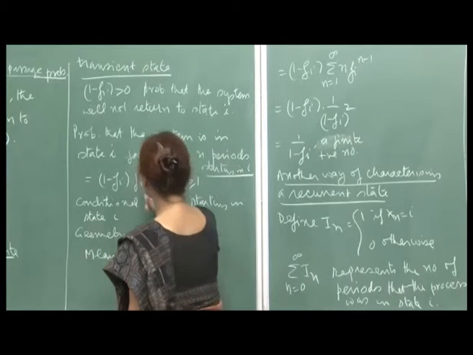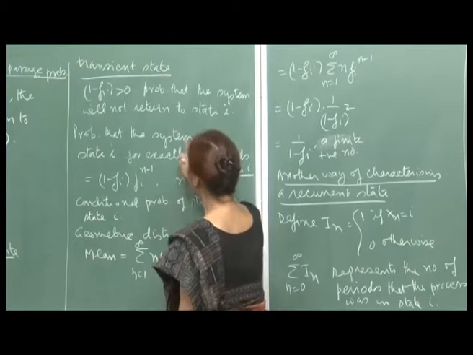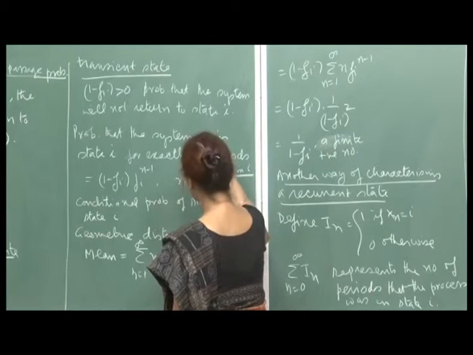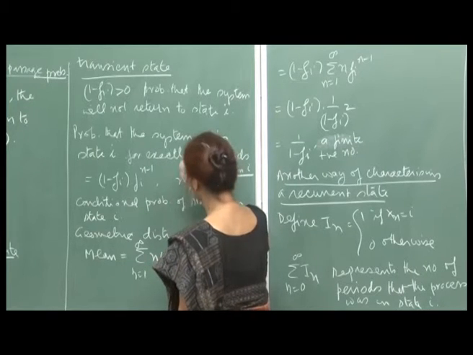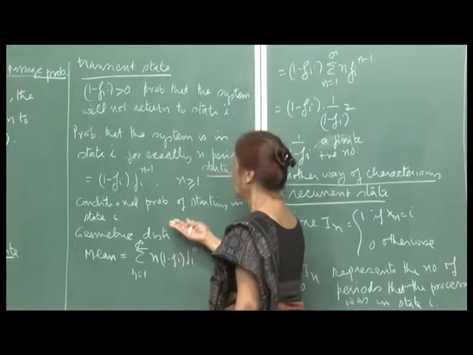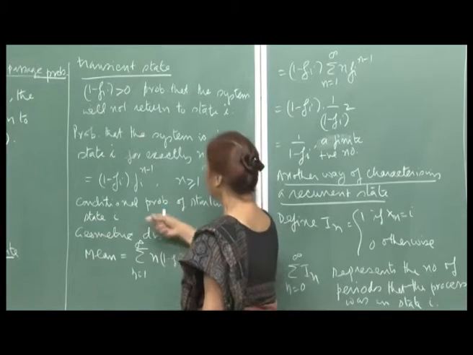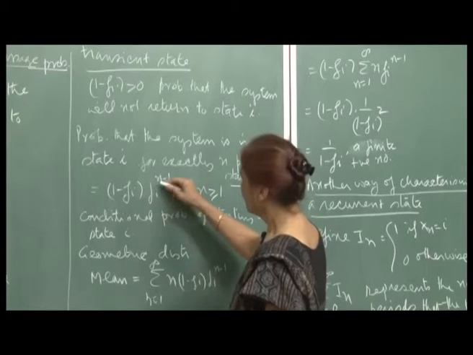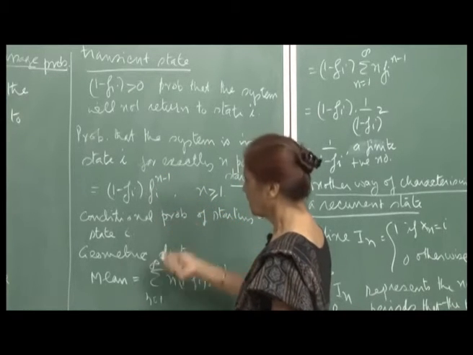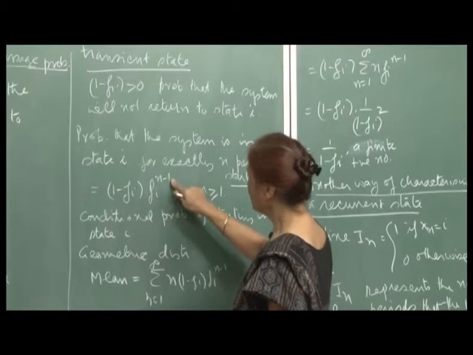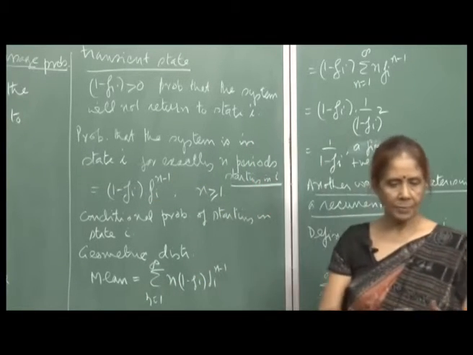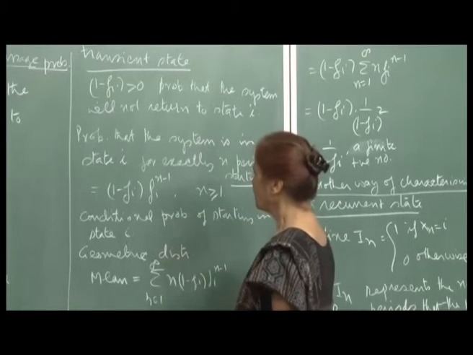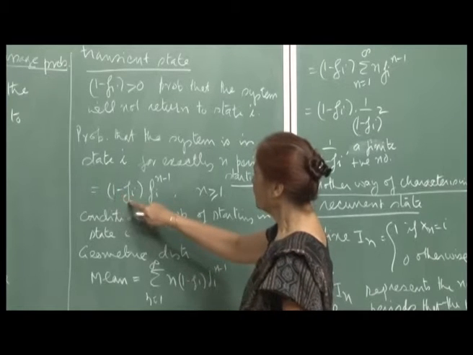So, let us just interpret this. Now, if the system is in state i for exactly n periods starting in i, that is, you visit the state i for n times, then the probability of that is f_i raised to n minus 1, because f_i is the probability of returning to state i. These are independent probabilities because of the Markov property, and then it does not come back to itself.